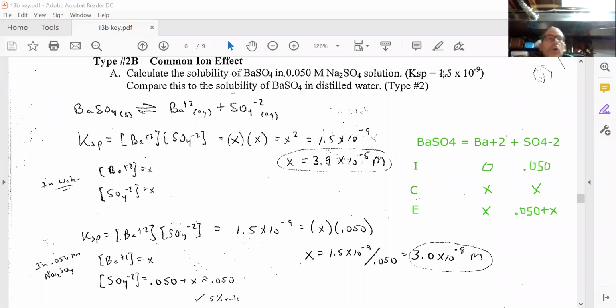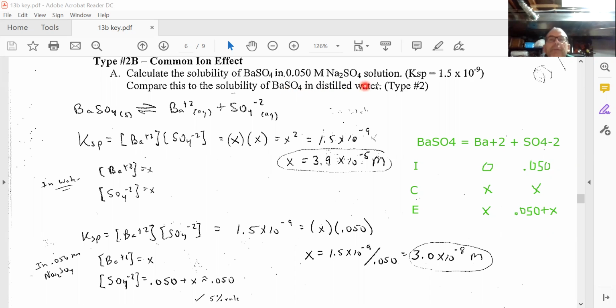We are going to look at type 2B problems, and this is the common ion effect, which, by the way, is a very common problem on AP exams and something you're going to use a lot in chemistry. So a very good one to know. Calculate the solubility of barium sulfate in 0.050 molar Na2SO4 solution. Compare this to the solubility of BaSO4 dissolved in distilled water.